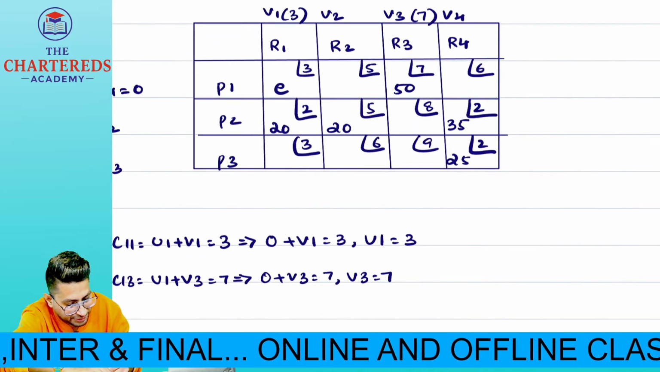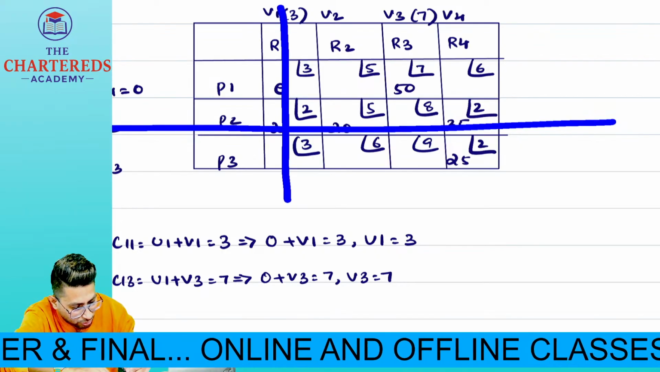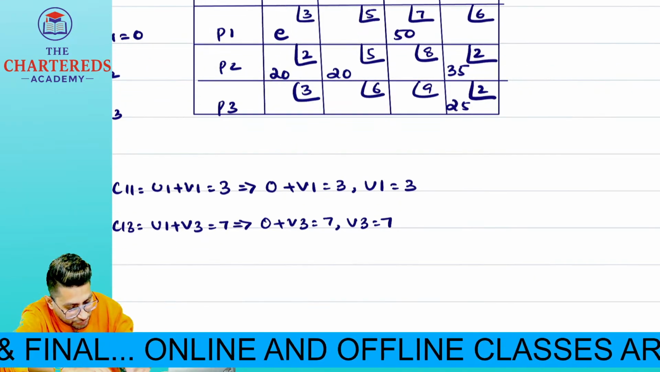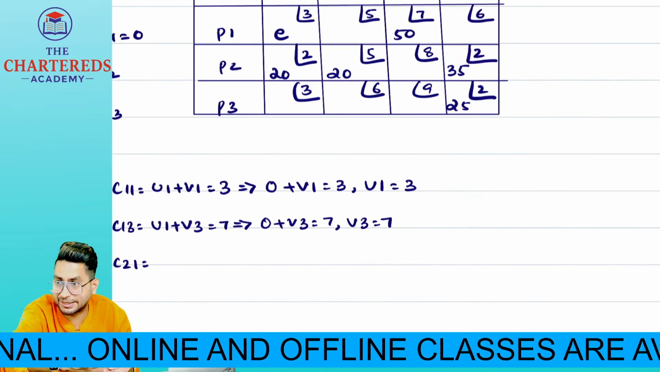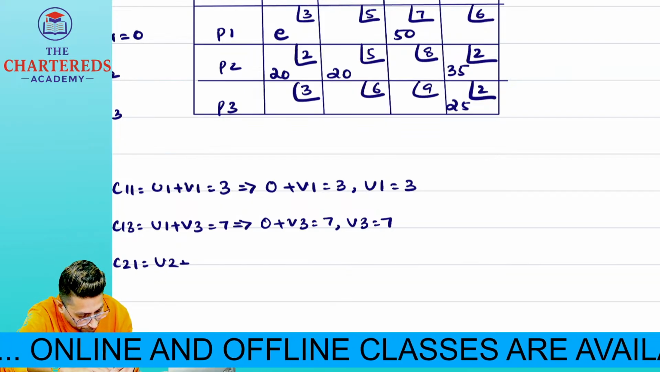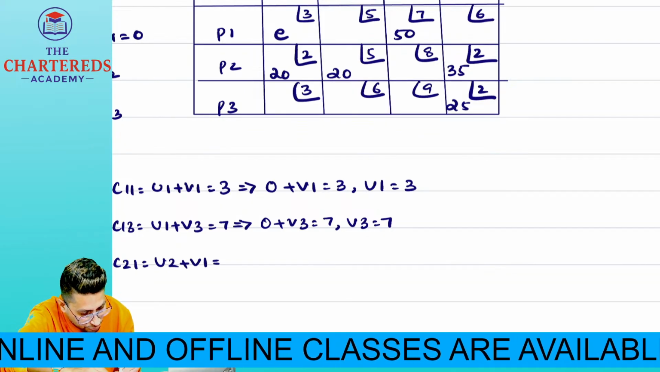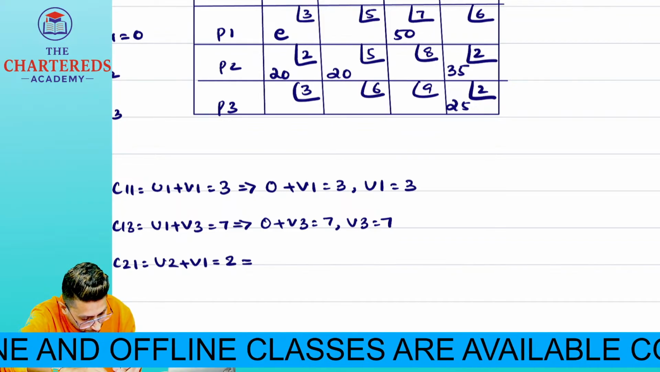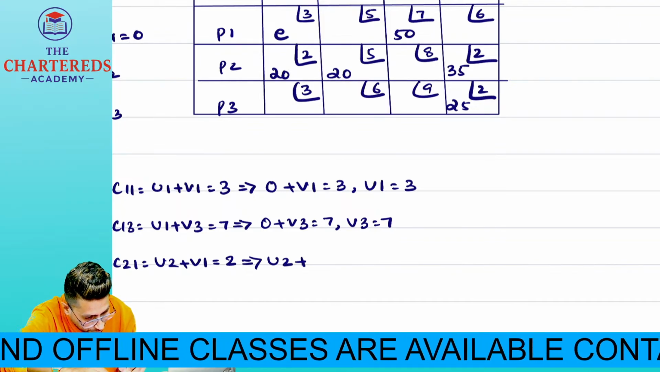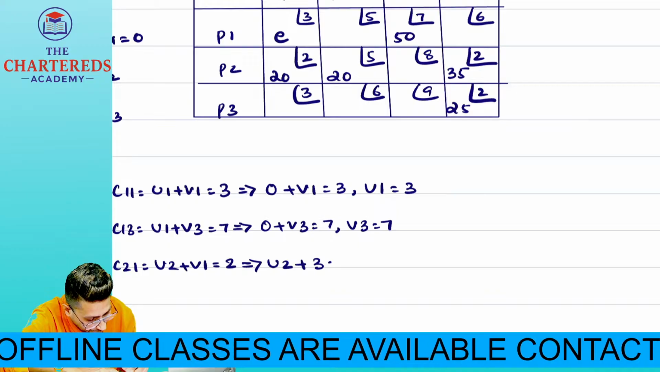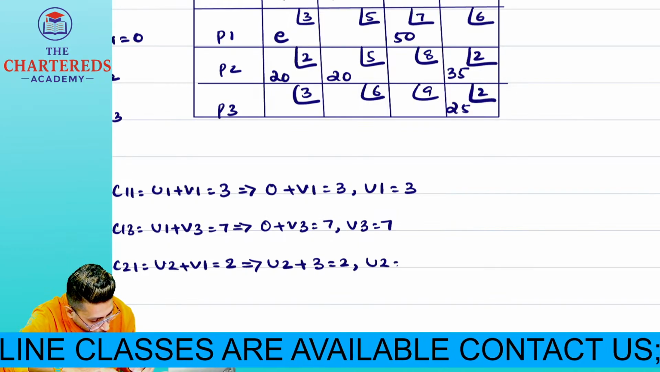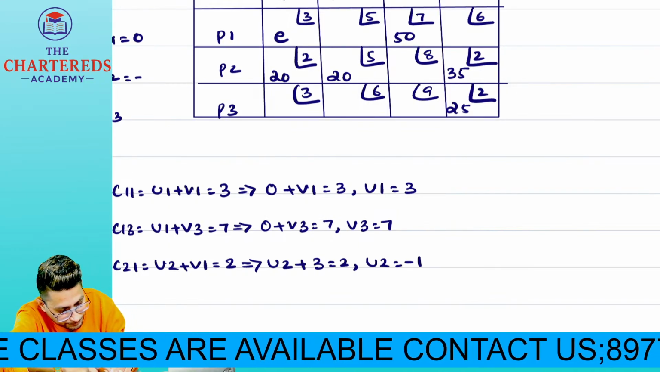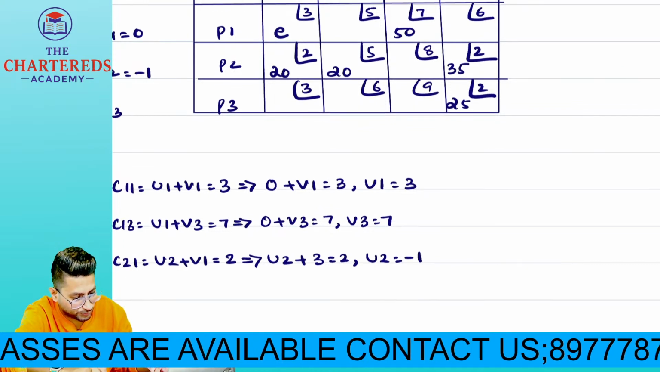Next allocated cell is second row, first column, C21. U2 plus V1 is equal to how much? 2. U2 I don't know, V1 we got is 3, equals 2. Then U2 will be minus 1.